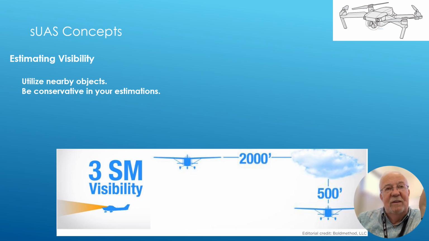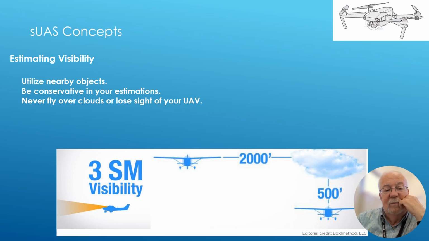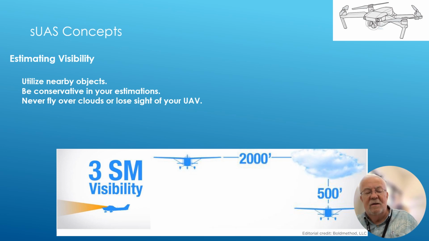Probably the best way to do that is to look off in the distance for something around 3 miles away, maybe a lighted tower or something like that, to help us judge it. Still not easy, but you just need to be conservative about visibility anyway. Obviously, never fly over clouds and never lose sight of your UAV. I mean, it happens. If you lose sight of the UAV, retrieve it as soon as possible, to the point where you can see it again.